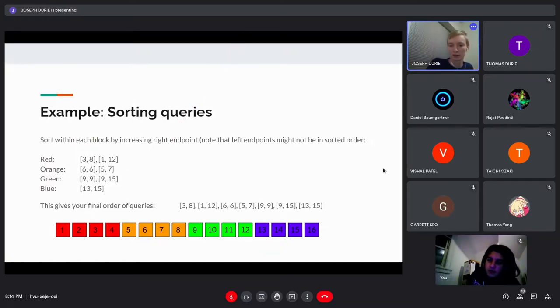Questions on how this works? So you're basically sorting first by which block your left endpoint is in, and then if your left endpoints are in the same block, you sort by whichever right endpoint is smaller. Okay.